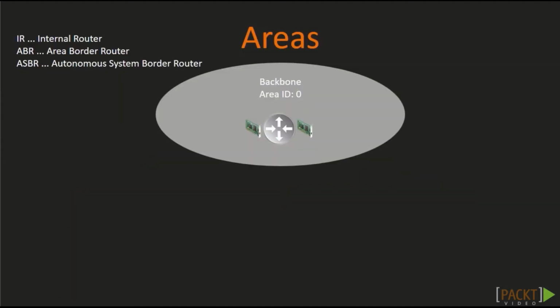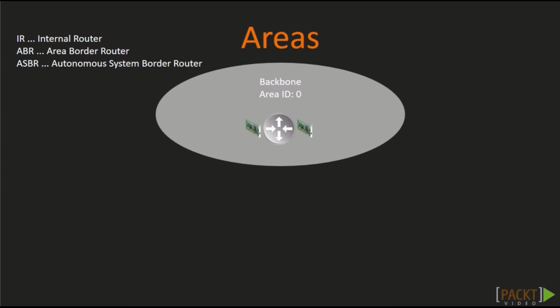Let's talk about areas. Within OSPF, areas are used to create smaller, manageable pieces of the infrastructure. Each area contains routers. Within OSPF, we always have the backbone area, and the ID of the backbone is 0. So it's pretty simple. If you have a router with a couple of interfaces in the backbone, just add the area ID 0 to each interface, and that makes this router a backbone router.